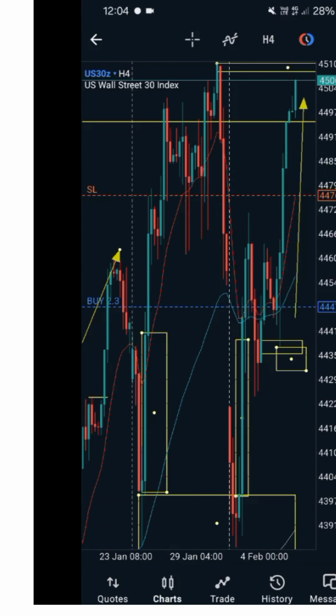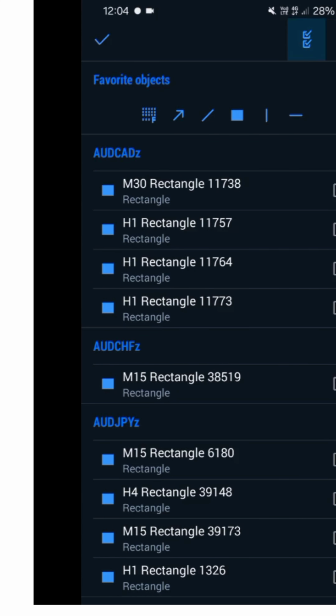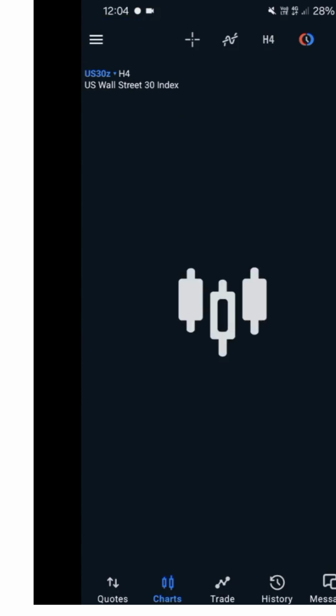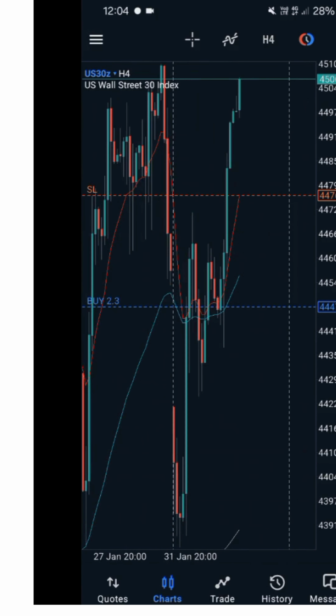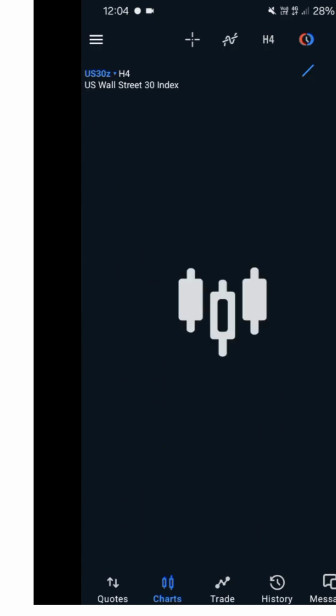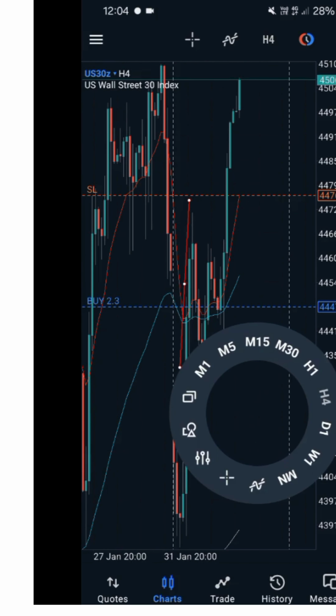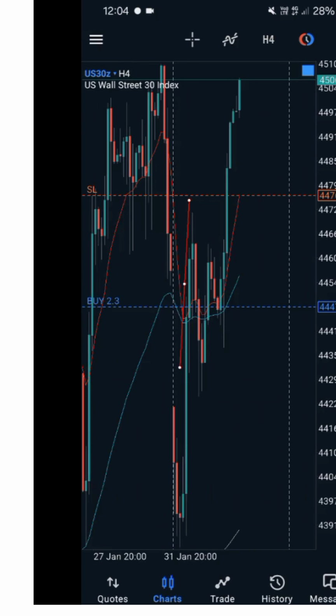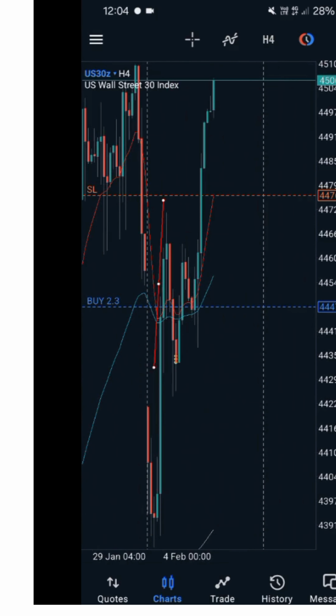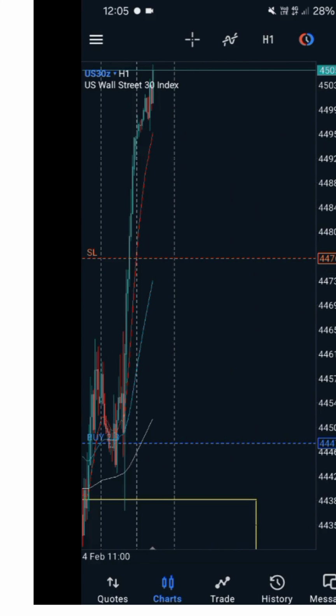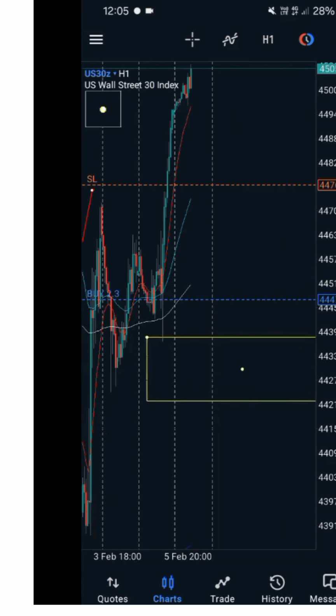Let me actually remove everything here for now, because it's getting a bit too much. So as you can see, we had this rally at that area, and then we had the base down here. Price basically played off that area. So this is your demand. If you go down to the H1, this is what we had.